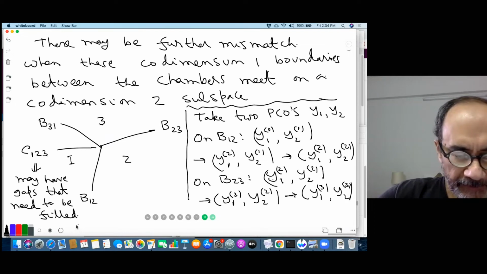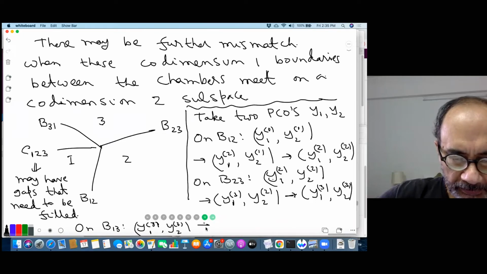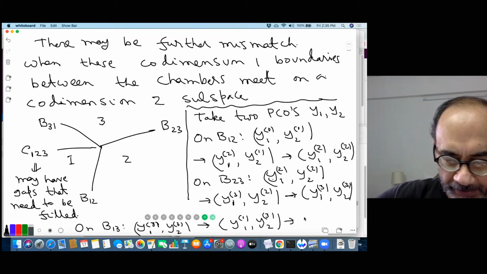And finally on B31, we start with Y31 and Y32. You first move this one, so Y11, Y32, and then you move the second one.